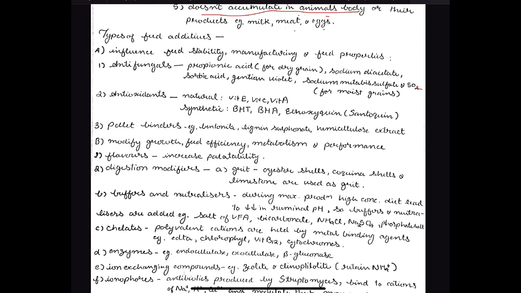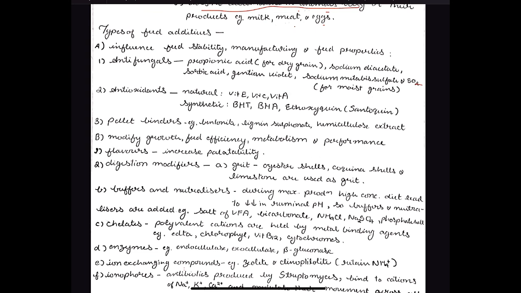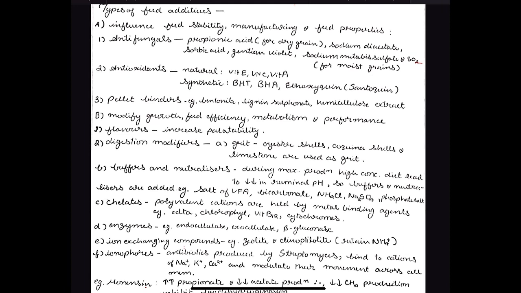Then what are the types of feed additives? So first we have the additives which influence the feed stability, manufacturing, and feed properties. So basically the substances which affect the feed itself, the various properties of the feed. So first we have antifungals. They are the agents which kill fungal infection. Why? Because if fungus is present on the feed, it will get spoiled, right? And it can also lead to certain diseases in the animals.